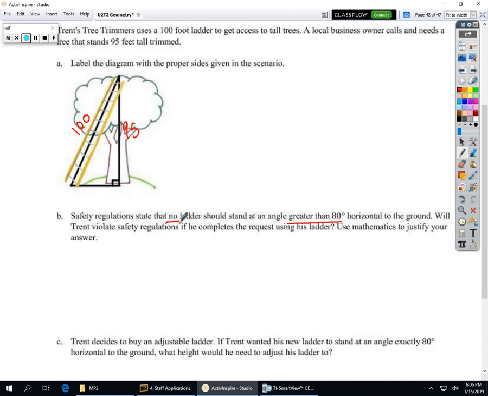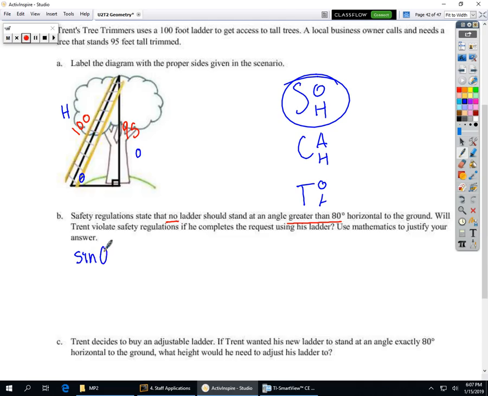So we need to check what this angle is. Let's just label this as theta. What's this missing angle? Well, 95 is what side compared to the angle? That's the opposite side. 100 is the hypotenuse. O and H. Which of the three trig functions could I be using? O and H is clearly sine. So I need to say sine of theta equals the opposite, which is 95, over the hypotenuse, which is 100.